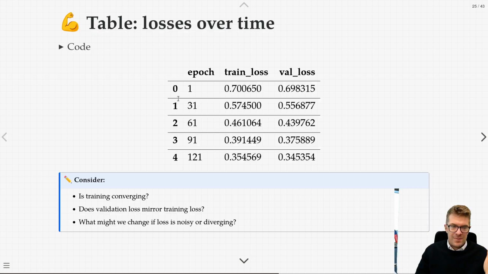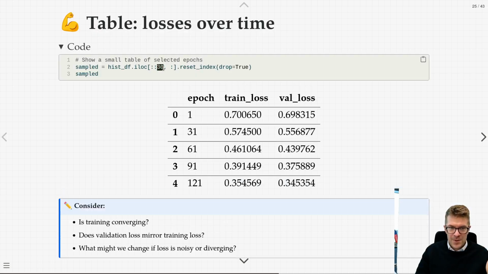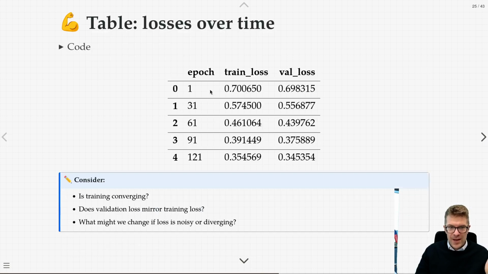I'm taking it every 30 steps. So I get the first step, the 31st, the 61st, the 91st, and so on. So I can get a zoomed out big picture of how things are changing, but I'm not really learning anything here. Although I'm putting all this together because I'd like to ask you to just write down and consider what you're seeing. Is training converging?